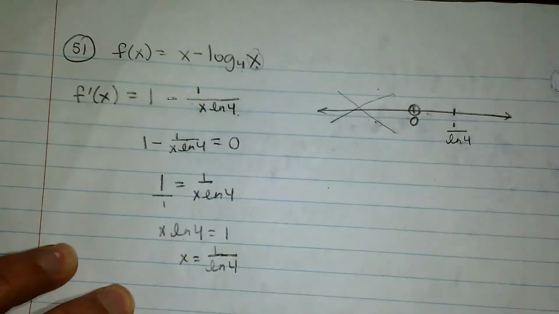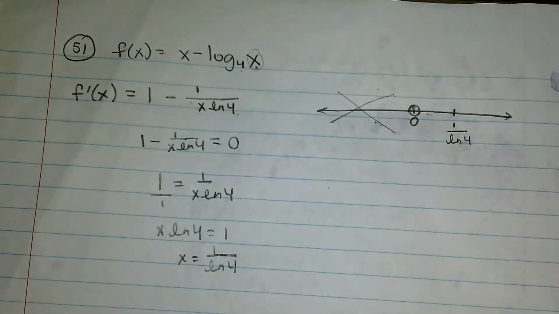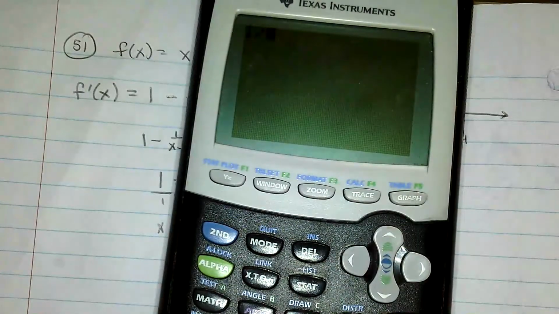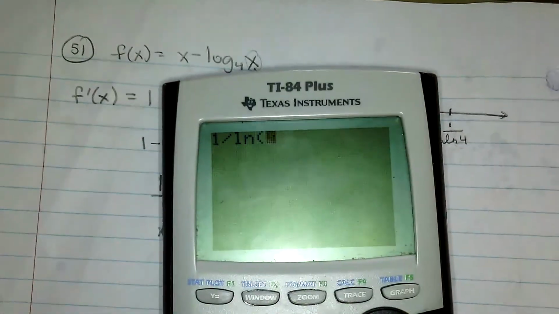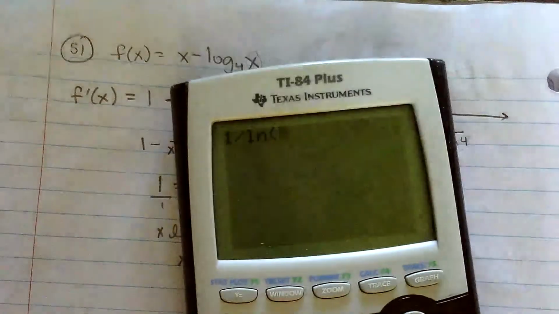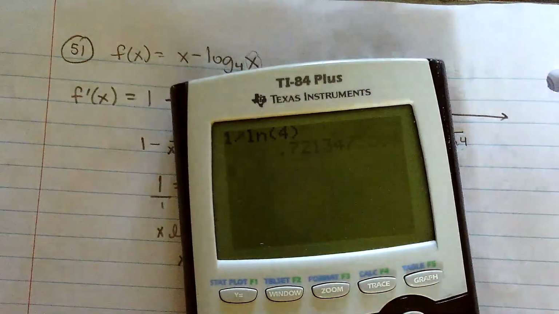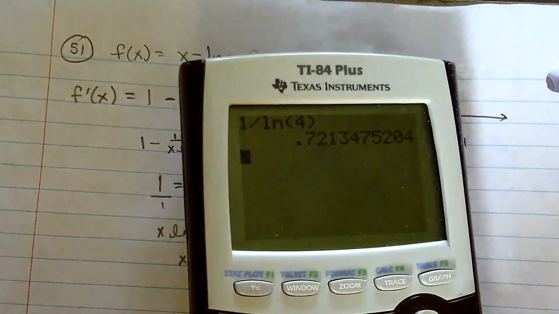1 over ln of 4 is a decimal, I believe. I don't think it's too small, but let's check it. 1 over the natural log of 4. I don't know if that's better or worse. 0.7, yeah, so it's a decimal, but it's not too small.